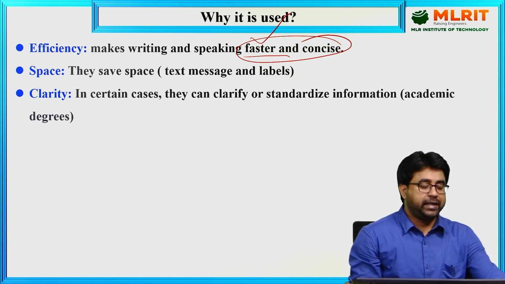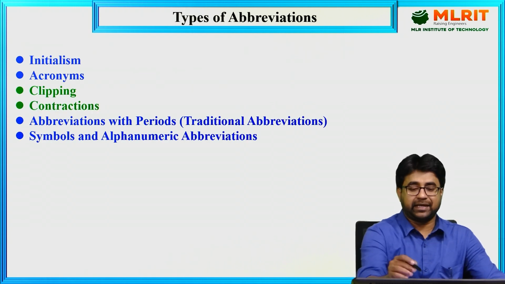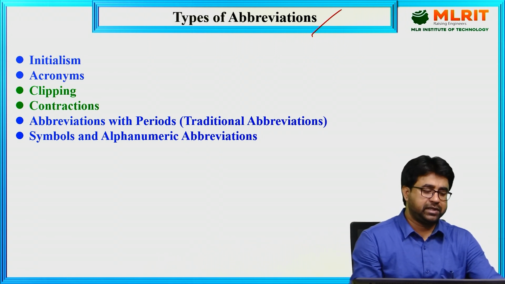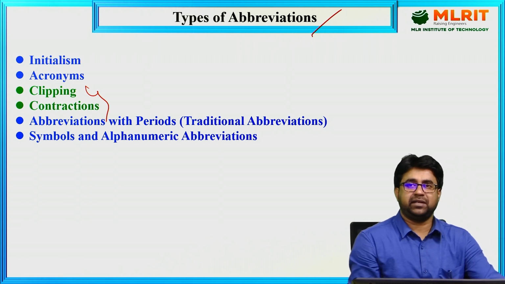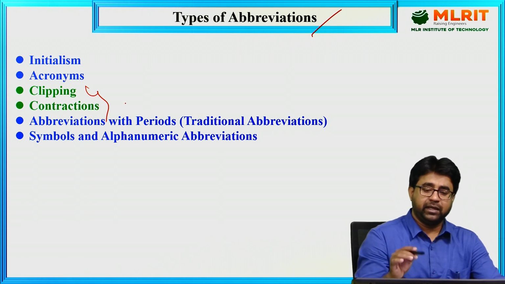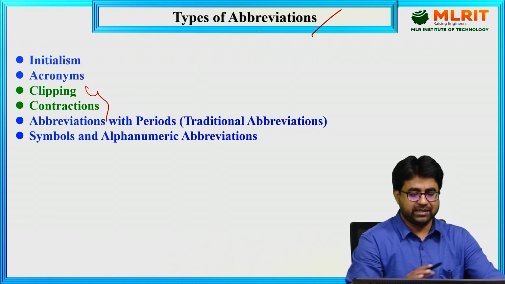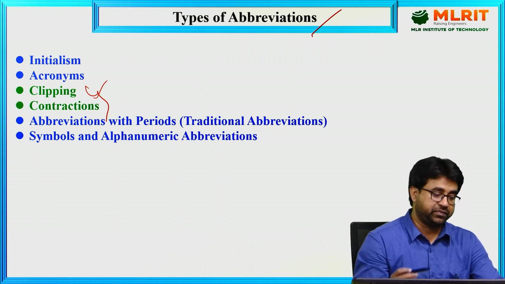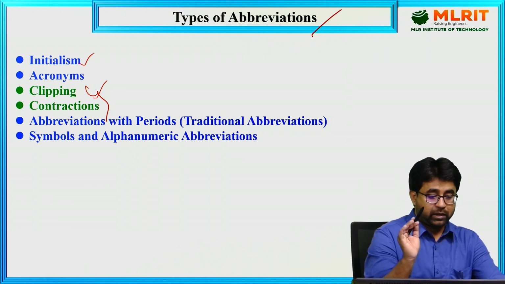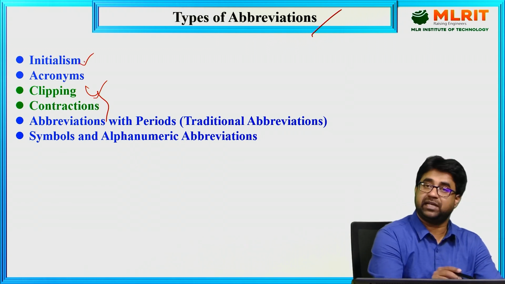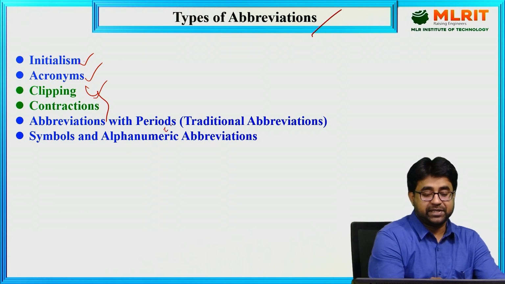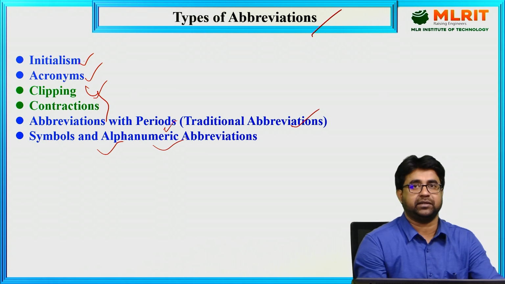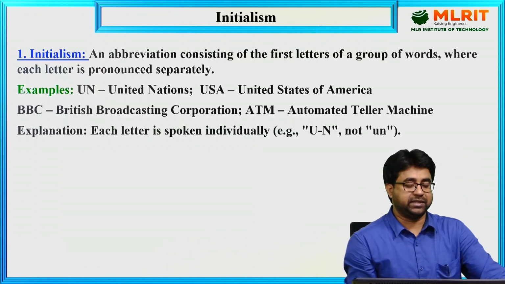Fine. So next I'll be talking about the types of abbreviation. What are the different types of abbreviation? There are quite a few types. These two, clippings and contractions, we are not dealing with here in the 4th unit abbreviation topic. That is something different. These two things we have already dealt with in unit 1, word formation process. So I'll basically be talking about 4 types of abbreviation: initialism, acronyms, abbreviations with periods, which is the most traditional abbreviation, and then symbols and alphanumeric abbreviations.